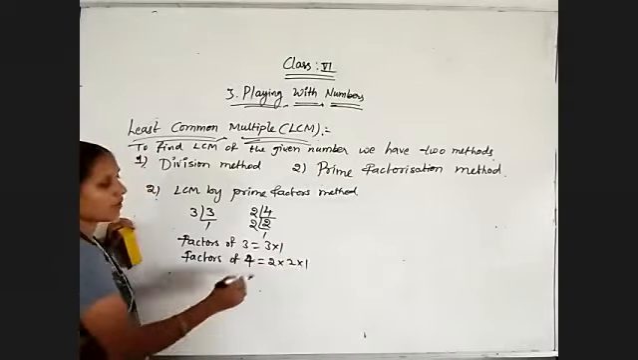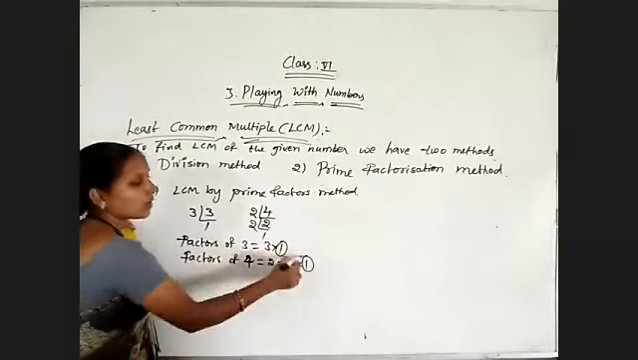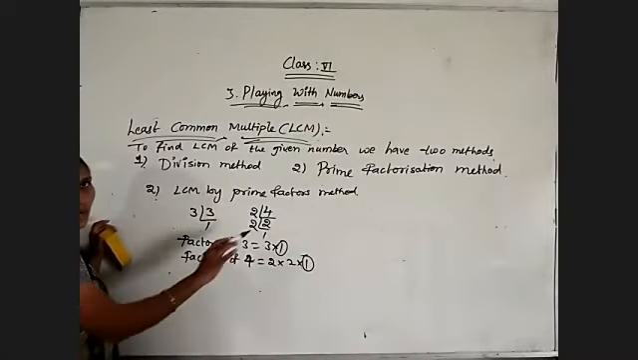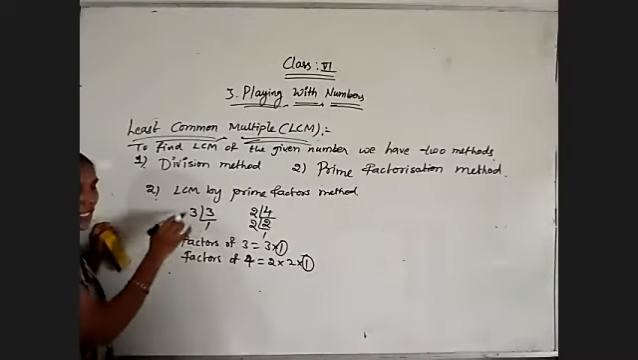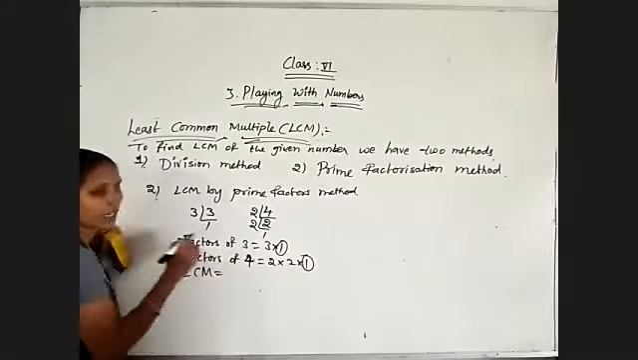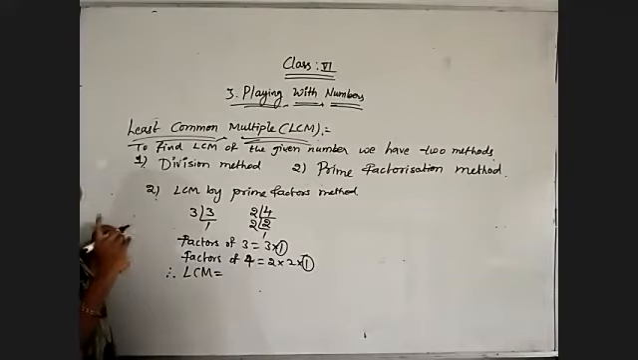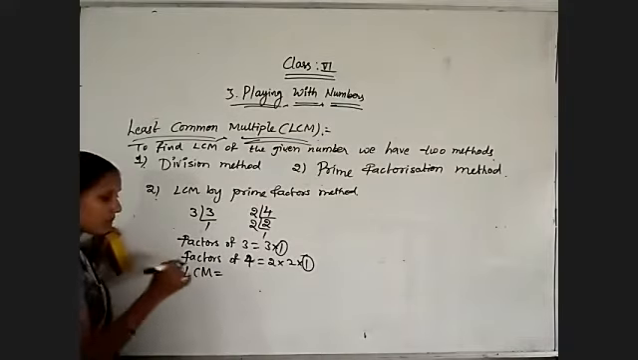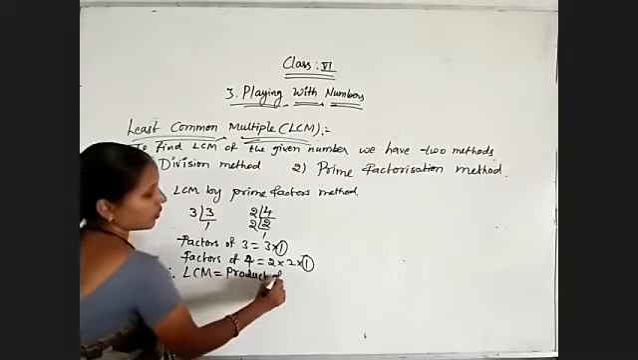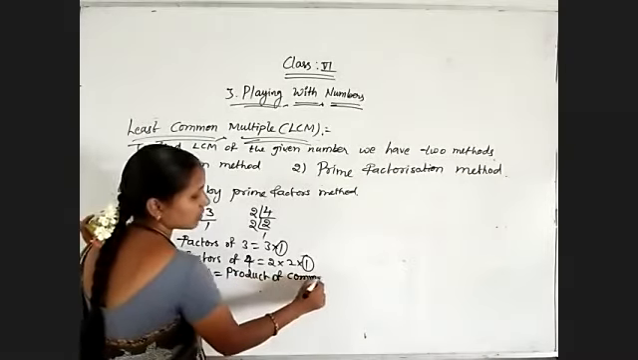And what are the common factors? Only 1 is the common factor. 3 not there, 2 not there. Only 1 is the common factor for 3 and 4. Therefore, we have the formula for the prime factorization method. HCF is product of common factors. LCM is product of common factors.